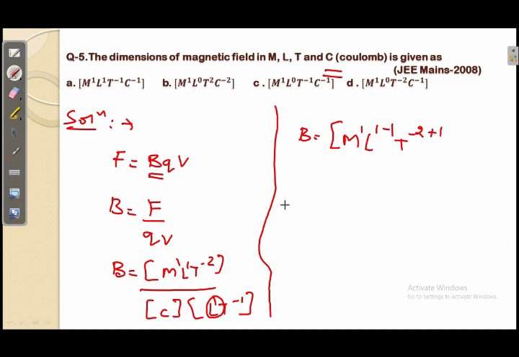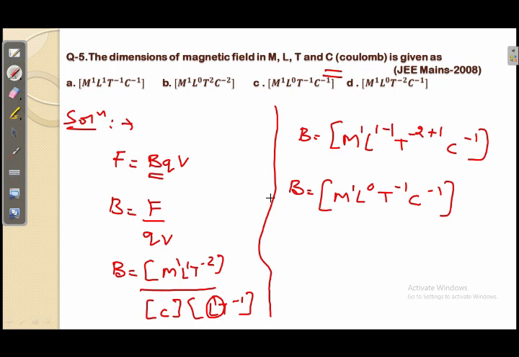And only C is there, C to the power 1 goes to the numerator, so that becomes C to the power minus 1. That is, B is equal to M to the power 1, L to the power 1 minus 1, that becomes L to the power 0, T to the power minus 2 plus 1, that becomes minus 1, and C to the power minus 1. So this is the final dimension formula of the magnetic field.